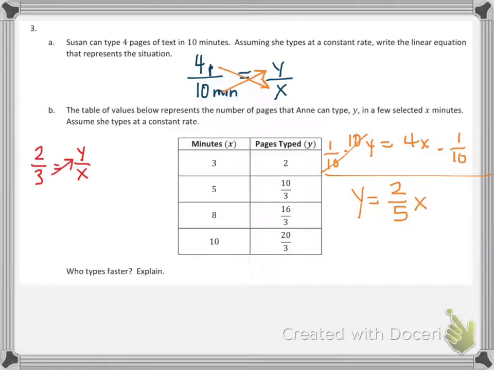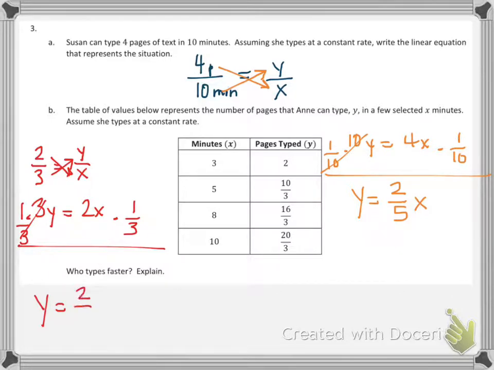3 times y is 3y is equal to 2 times x, that's 2x, and then I'm going to multiply by the reciprocal of 3 to isolate the y. And when I do that, the 3's cancel. I get y is equal to 2 times 1/3 is 2/3 x. So y equals 2/3 x is the linear equation for Anne. Y equals 2/3 x. Who's faster?